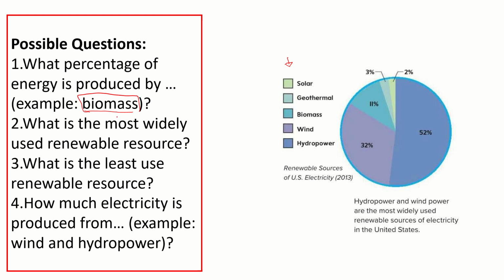Right, so let's do biomass as an example. So I'm going to look for this word over here on the side, and I found it here. So now I look for this color inside of my chart. It is this color over here. That is percentage. So my answer is 11%.